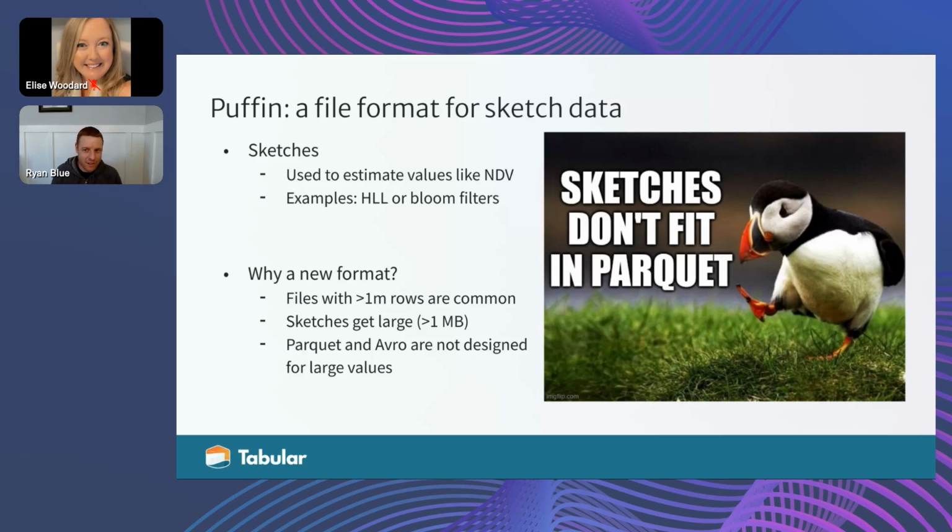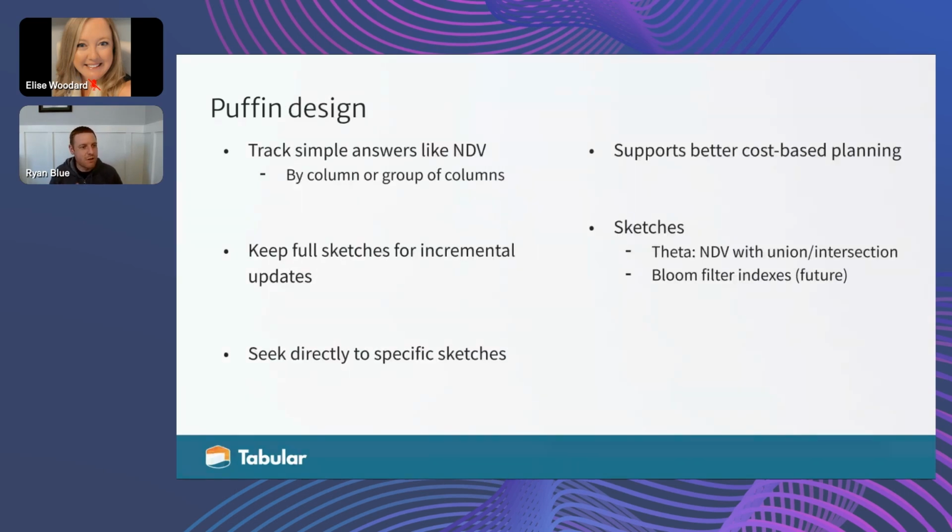So what Truth Puffin is telling us here is sketches just don't fit in Parquet. So we built a new format specifically for sketch data so that we could store things like the buffers used to estimate NDV, right? HLL buffers and things that actually support incremental updates. Because what we want to do is go do some expensive work, calculate the NDVs across this data set, then save the intermediate state and just incrementally update it from there. And that's what Puffin does.